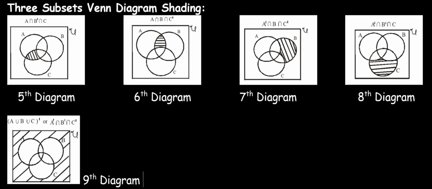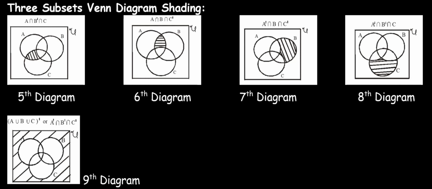Then the sixth diagram, you have A intersection B intersection C complement shaded. Here, because of the C that is complemented, you avoid anything that has to do with the C circle there. But A and B, their intersection is shaded. And the other name for this is A intersection B only shaded.